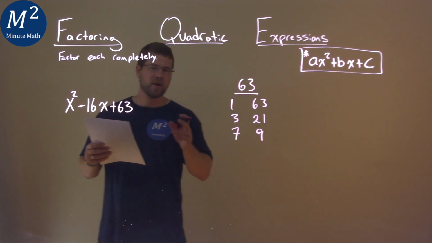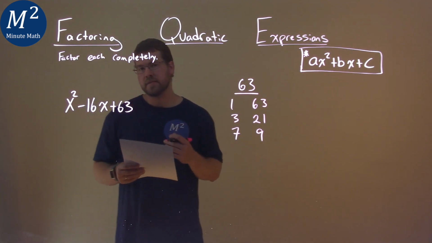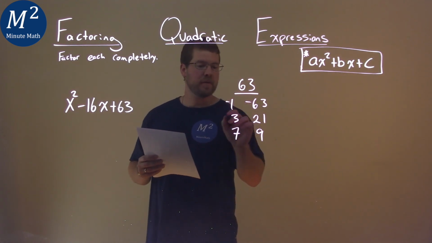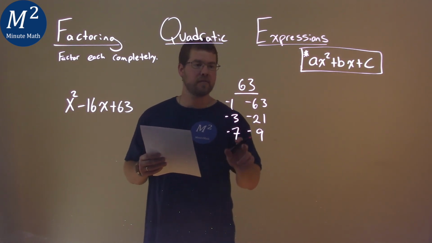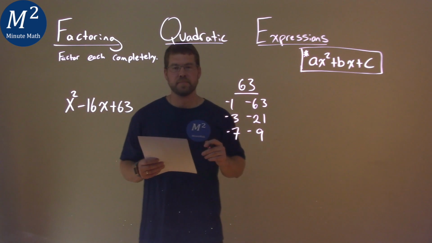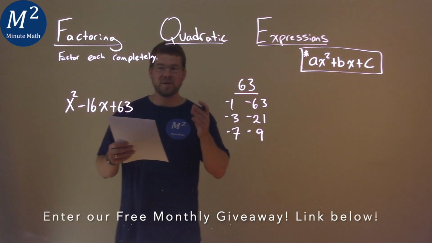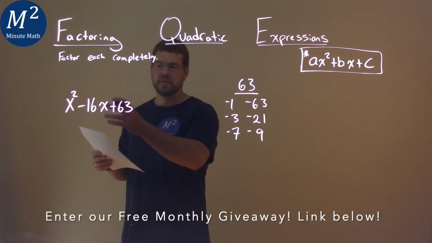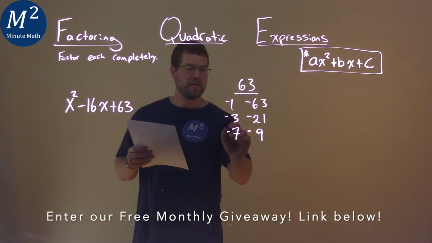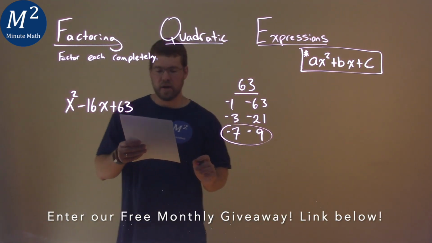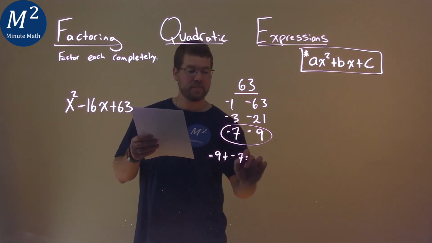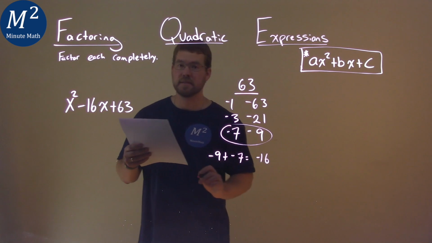So now I look at my b value. It's a negative 16. So that gives me the clue that both of these numbers here, being multiplied, have to be negative to get us that positive 63. Now I'm asking myself, what two numbers, when added together, equal a negative 16? And that's actually negative 7 and negative 9. Negative 9 plus a negative 7 equals a negative 16.